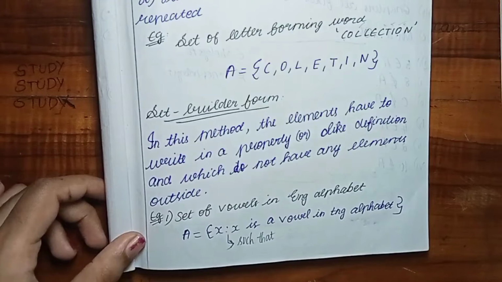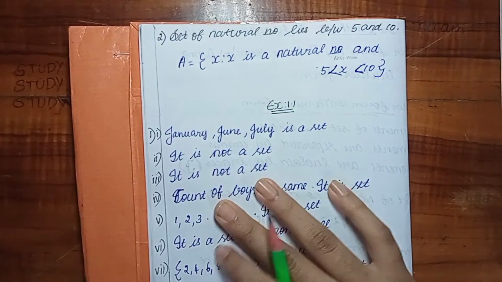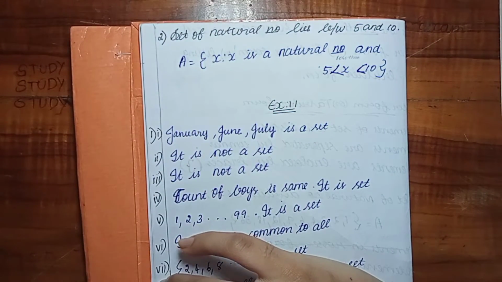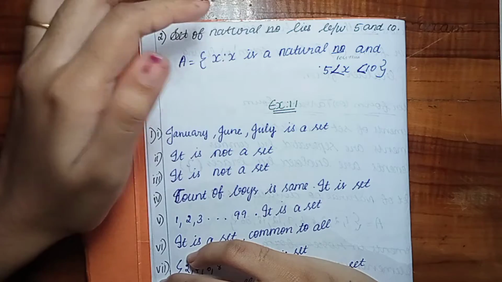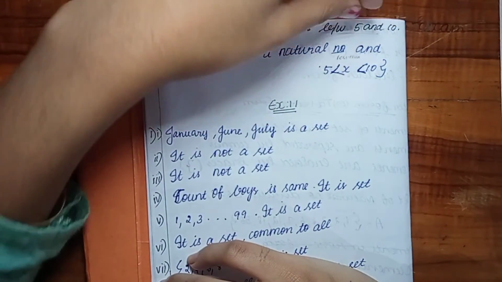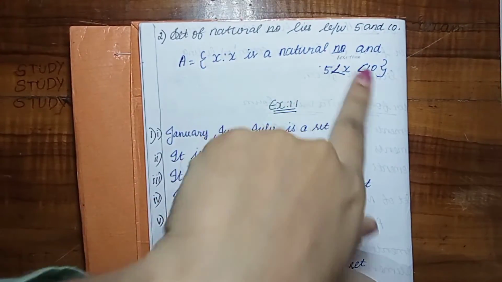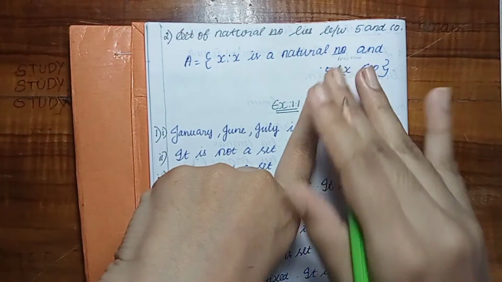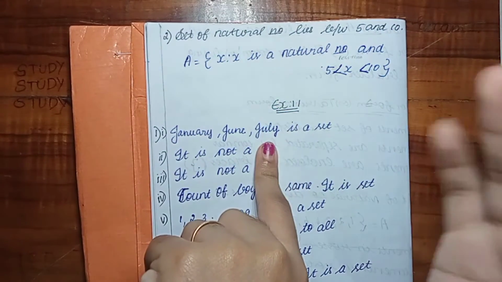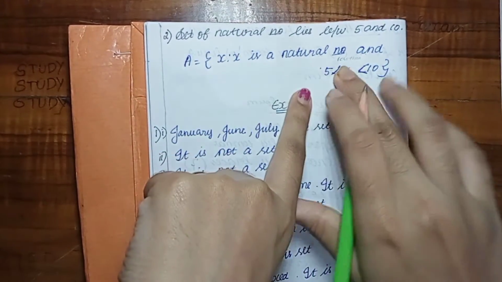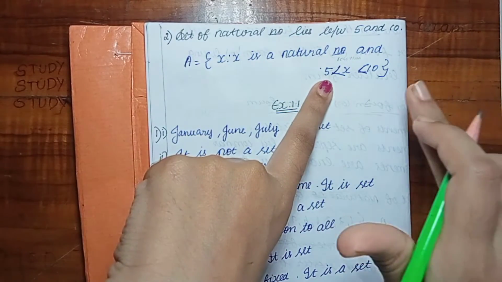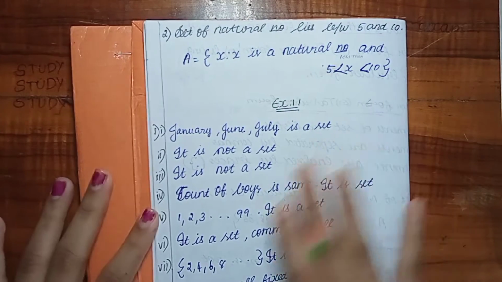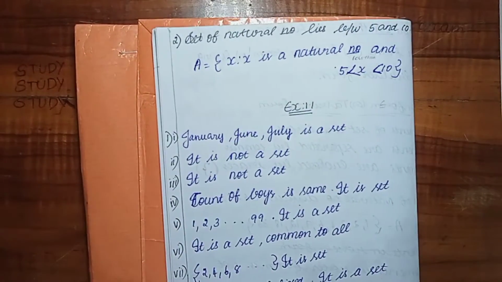Set of natural numbers that lie between 5 and 10. They have asked for natural numbers between, so you will not write less than or equal to. If you put less than or equal to, you would include 5 also. So you write: x such that x is a natural number and 5 less than x less than 10. That's how you write it in set builder form.